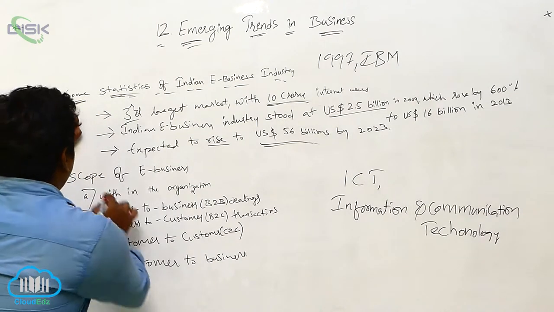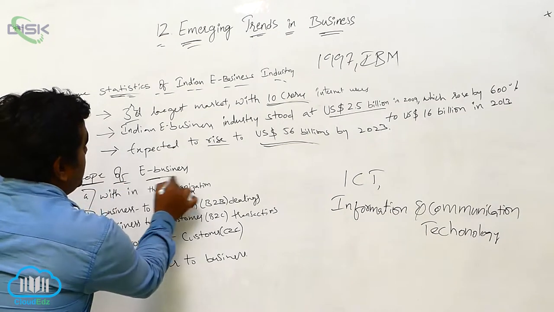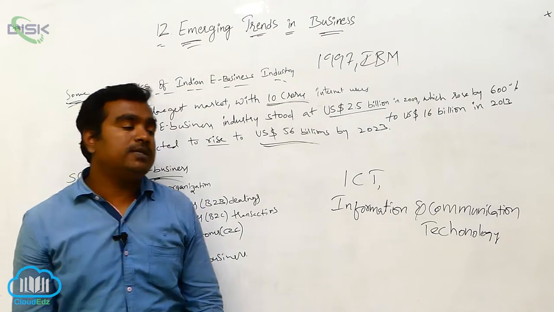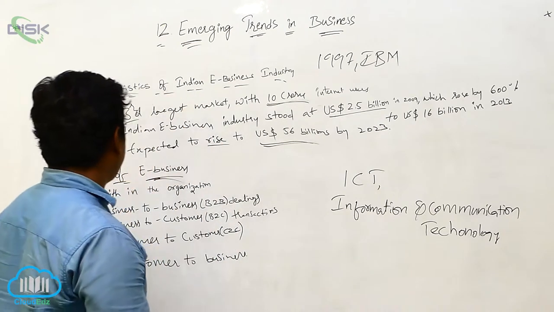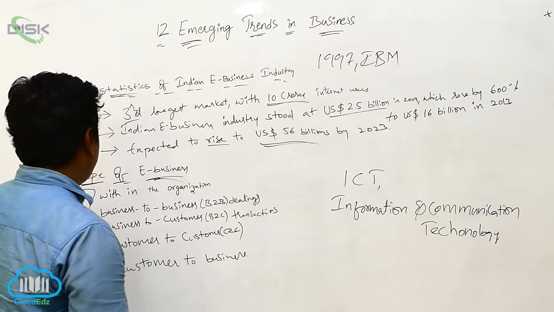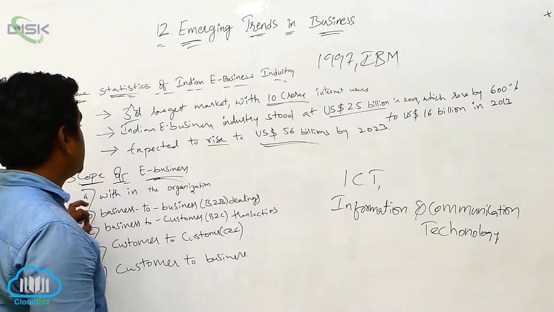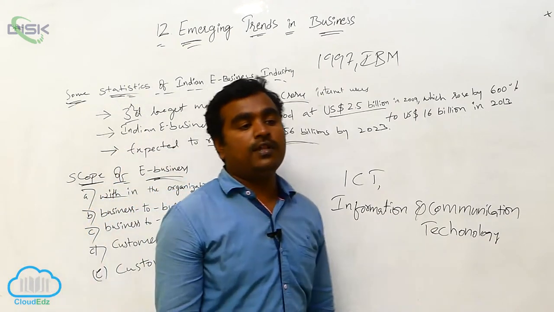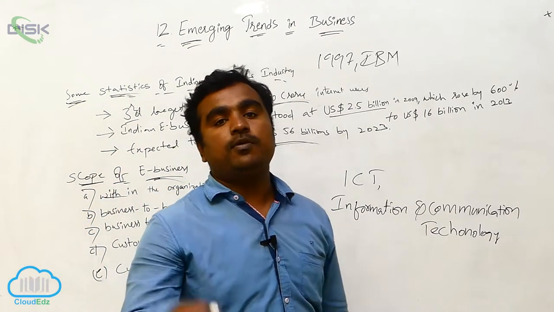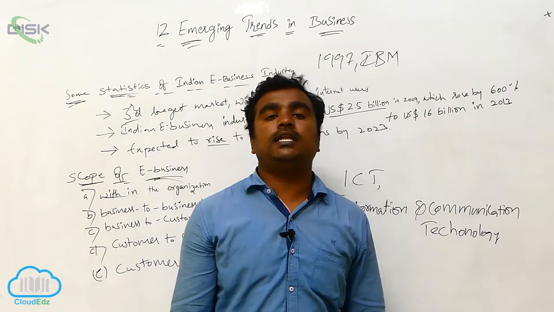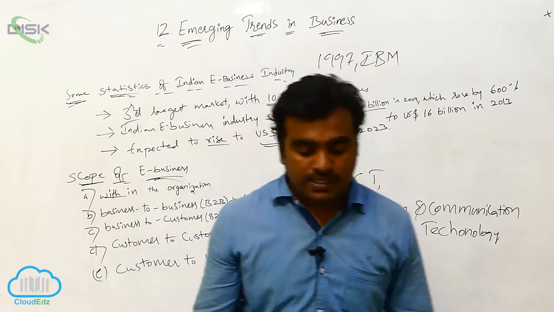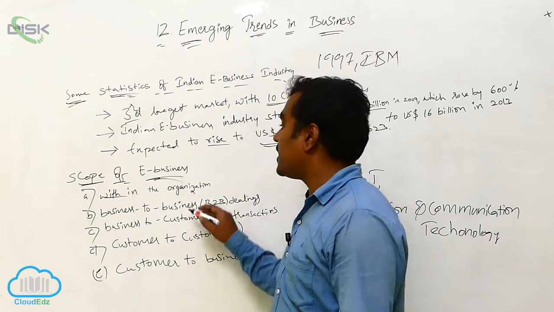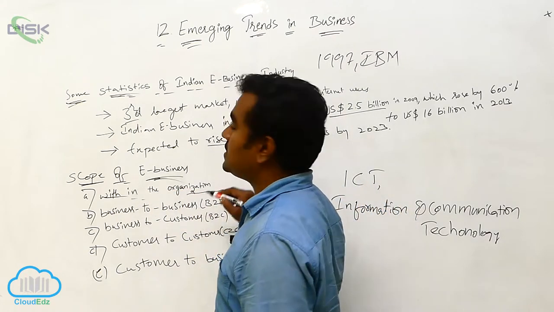And next we'll move forward to the scope of e-business. Here it has been subdivided into five parts. First, within the organization. Whatever business is done within the process of the organization is also regarded as e-business. So they classified it into different areas. Within the organization also it can happen.